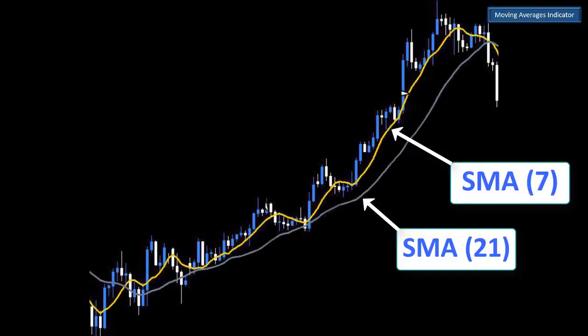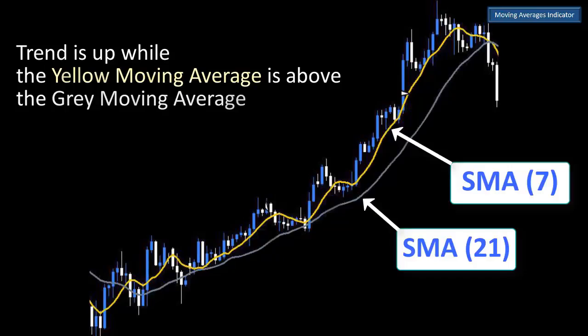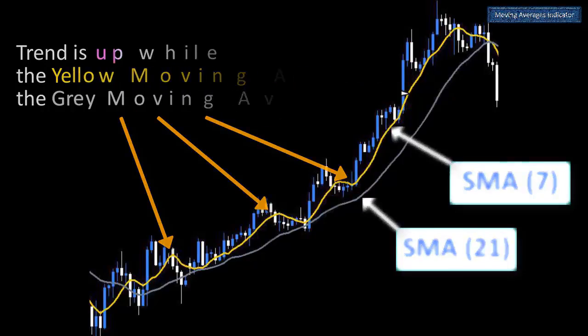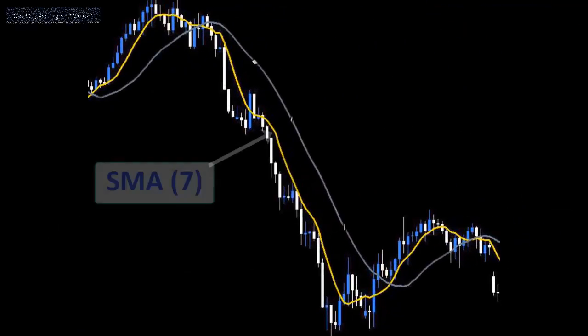When the yellow moving average crosses below the gray moving average, the price has moved from being supported to being under pressure. When the yellow moving average crosses above the gray moving average, the price has moved from being under pressure to being supported. The following chart depicts an upward trend, with the yellow moving average above the gray moving average, and remaining above for the entire upward move.